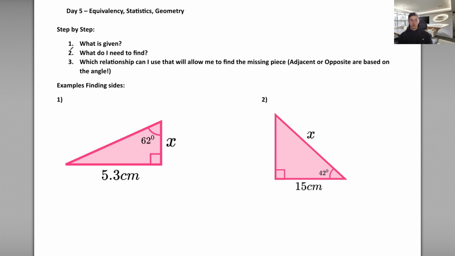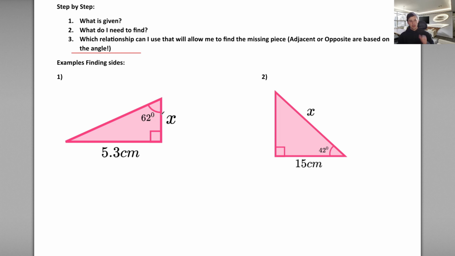Step by step. First, what's given? Second, what do I need to find? Third, which relationship can I use that will allow me to find the missing piece? Adjacent or opposite sides are based on the angle. I cannot stress this enough. So let's do some examples here. We have this angle. So the angle is the basis of everything because the sides are opposite, adjacent, based on the angle. So now we can use Soh Cah Toa.